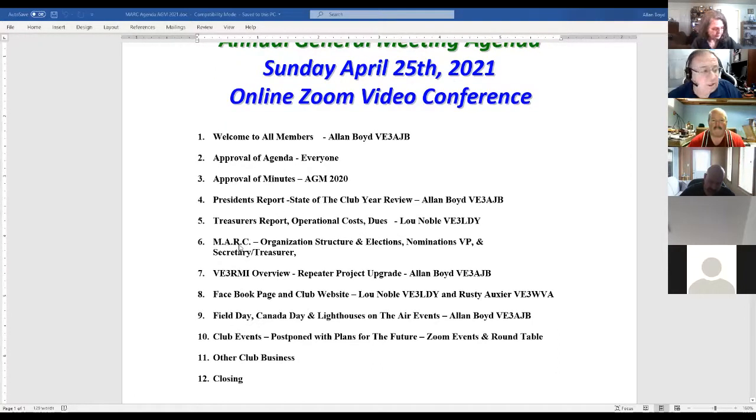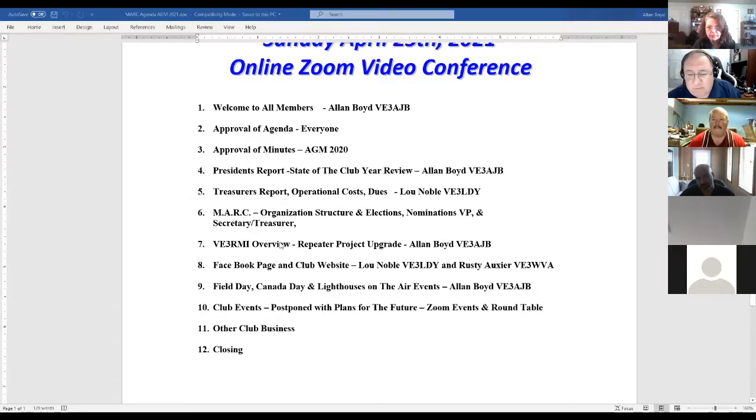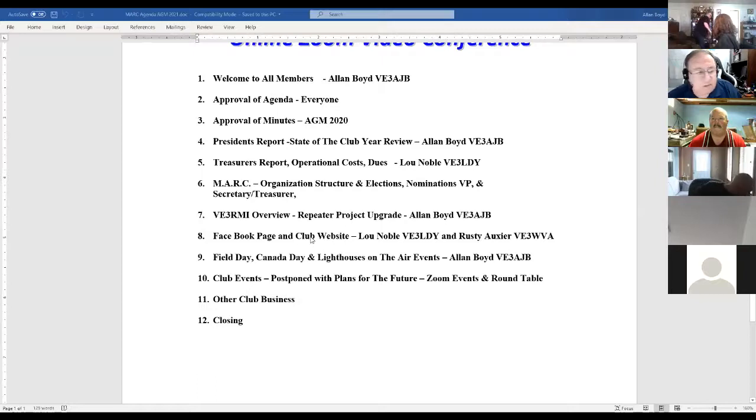Then we're going to do an election for the structure and the elections for our position of vice president and our secretary treasurer position. I'll explain how our structure is all set up for everyone. Then I'm going to do a bit of a presentation on the V3 RMI overview and the potential of project upgrades and what needs to be done on that. Then I'm going to turn it over to Lou and Rusty to talk about our web page and Facebook page, club website, and of course our new YouTube page too, which has been an addition this year.